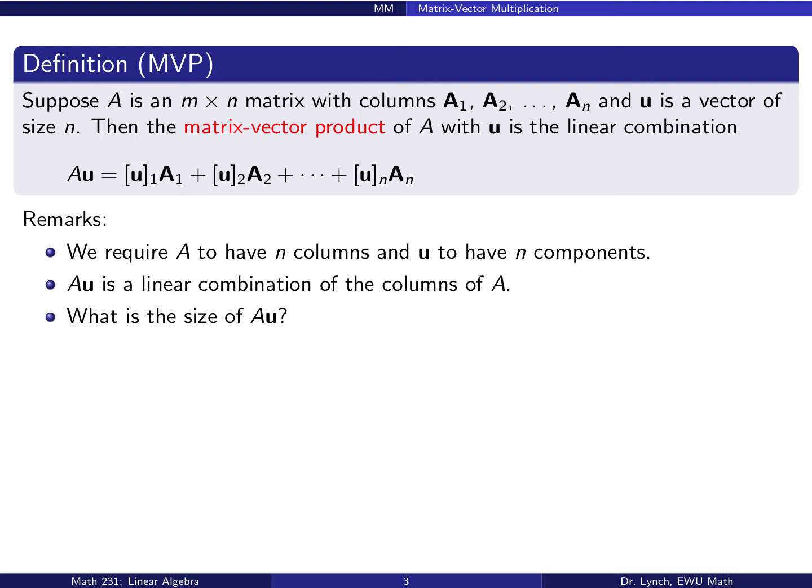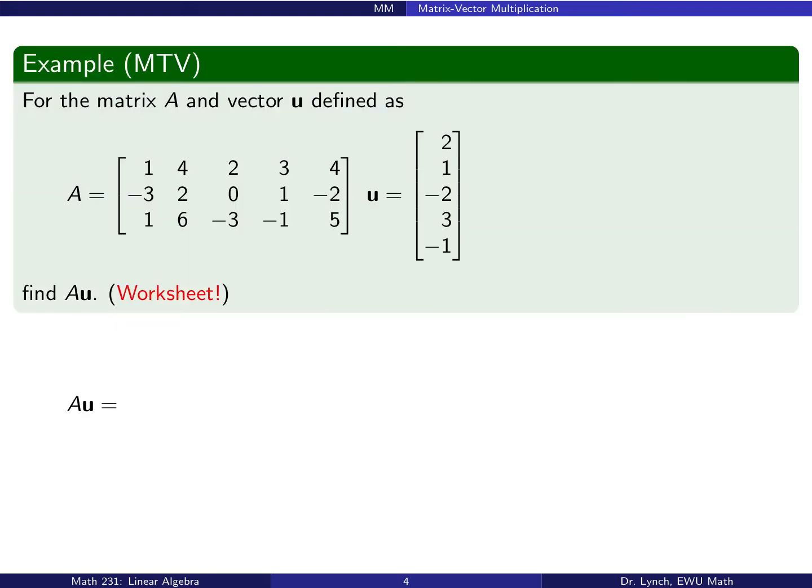So I want to point out the size of AU, and maybe you want to pause the video and think about this for a minute. Since AU is a linear combination of the columns of A, can you see what the size of AU is going to be? Right, the size of AU has to be an M vector. It has to be the number of rows of A. Okay, so we'll see an example of this. Here's an example.